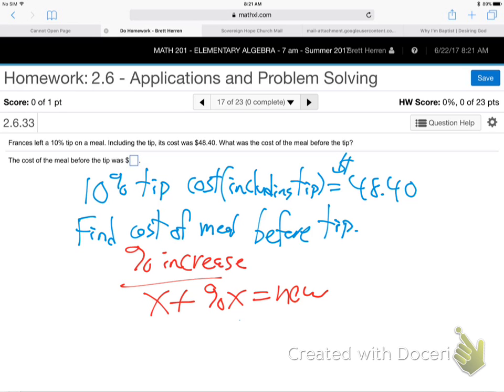All right, so then X plus 10%, that's 0.10, X is the new price, 48.40. Is that good on that?